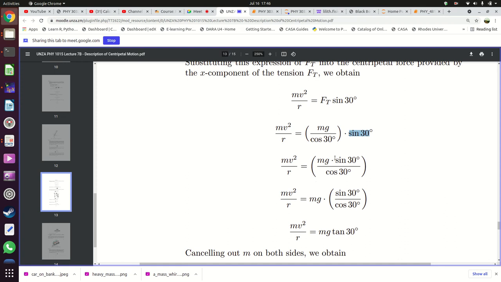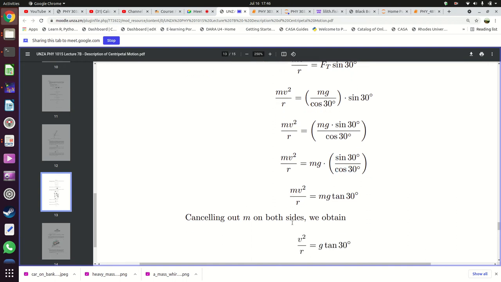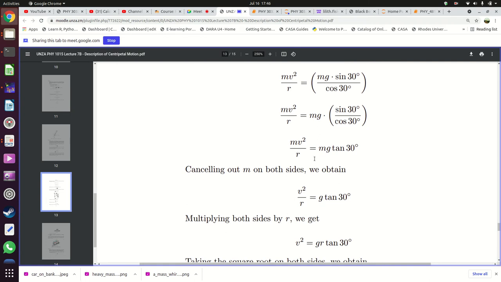This is a ratio, sine 30 divided by cos 30, that's a tangent, so you can factor out the mg. So we end up with mv squared over r equals mg multiplied by this, but this bit is just your tangent, tan 30 degrees. So you end up having mv squared over r equals mg tan 30 degrees. Now you see there's mass this side, there's mass this side. If there's mass on both sides, you cancel out. So you remain with v squared over r equals g tan 30.